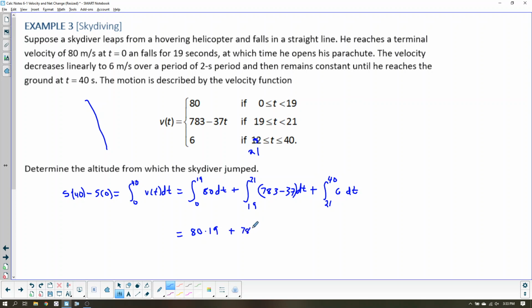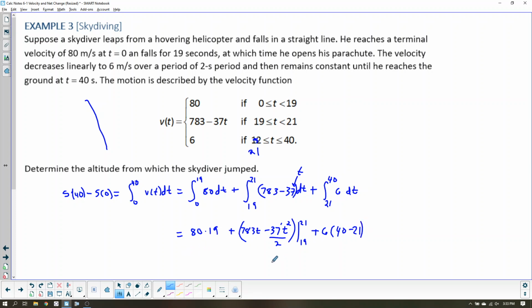So 783t minus 37t. Oh, I forgot my t in there too. So it'll be 37t squared over 2, evaluated at 21 and 19. And then again, another rectangle here. That last rectangle would be 6 times 40 minus 21.